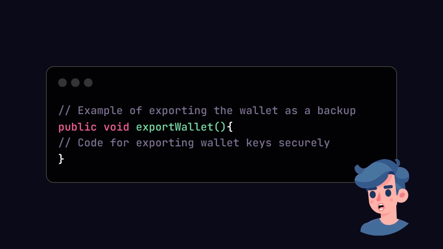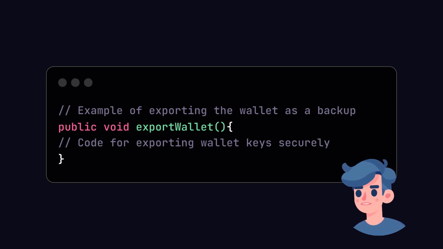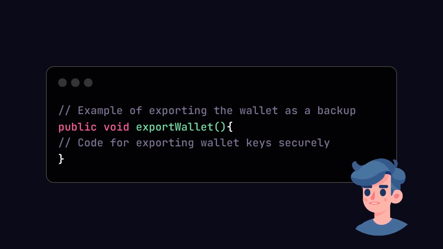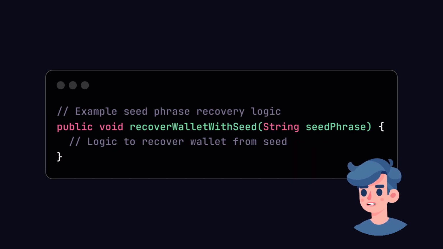This is a crucial step, as losing access to your private key means losing access to your coins permanently. Implementing a robust backup mechanism is vital in crypto wallet development. Also, consider developing recovery mechanisms that allow users to recover lost wallets with seed phrases or similar methods. This increases user confidence in your wallet application, knowing they won't permanently lose their funds.